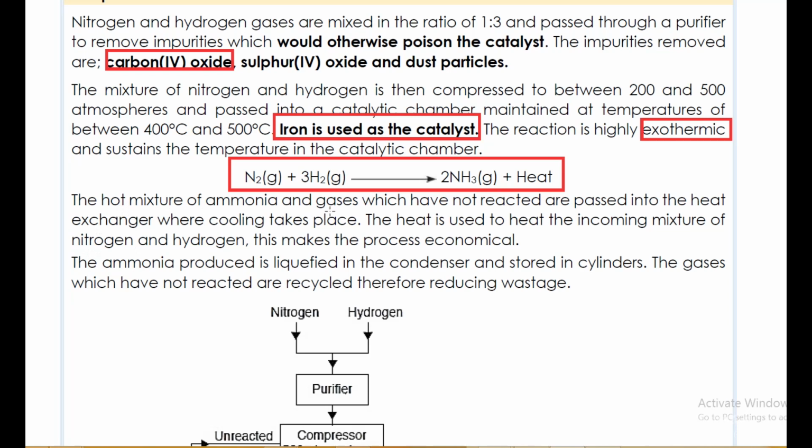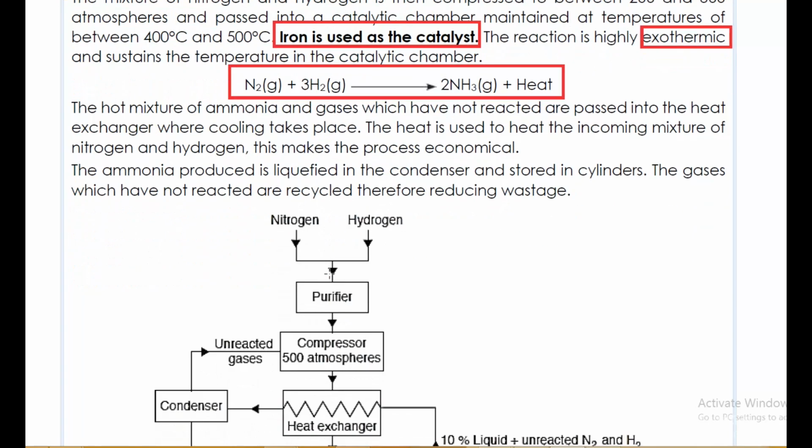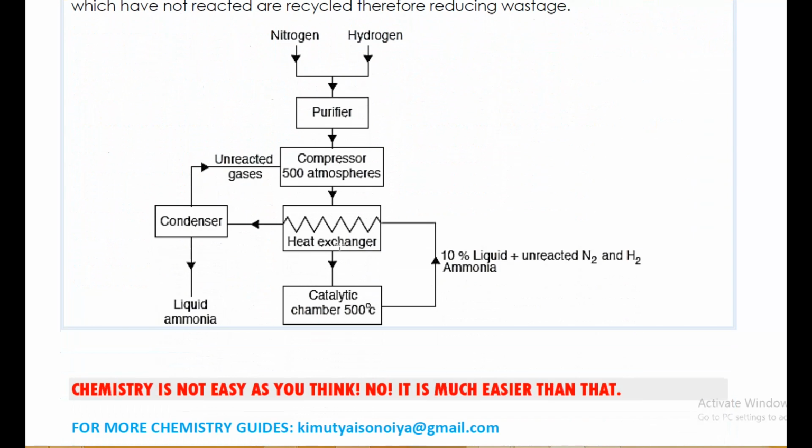The hot mixture of ammonia and gases which have not reacted is passed through the heat exchanger where cooling takes place. Very important to know what happens in the heat exchanger. In the heat exchanger, the heat that the unreacted gases come with from the catalytic chamber is removed. The heat is used to heat the incoming mixture of nitrogen and hydrogen. This makes the process economical. So let us now look at the diagram itself.